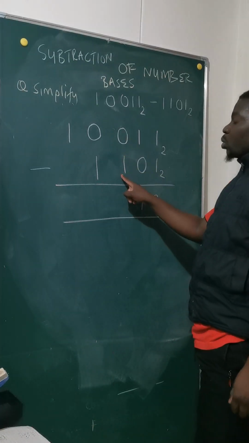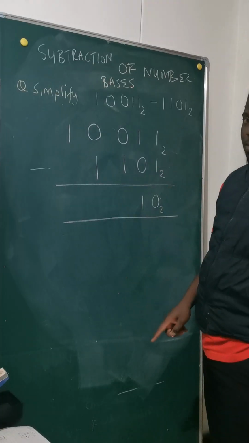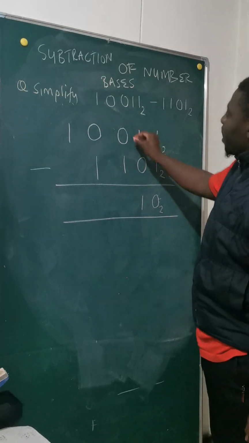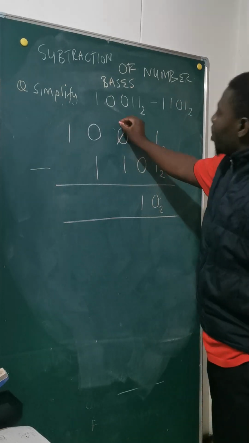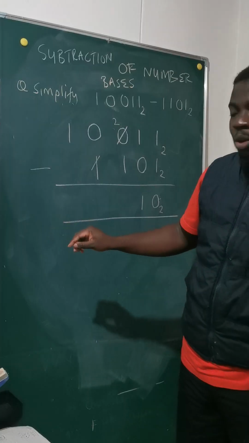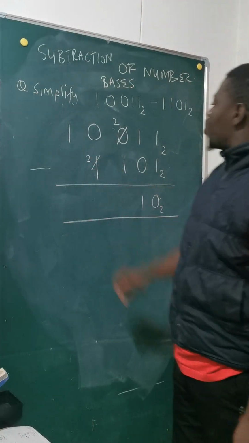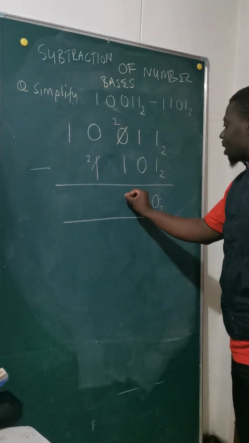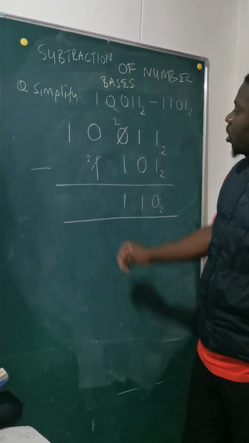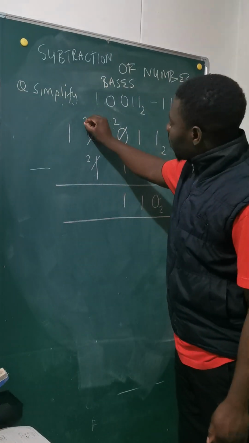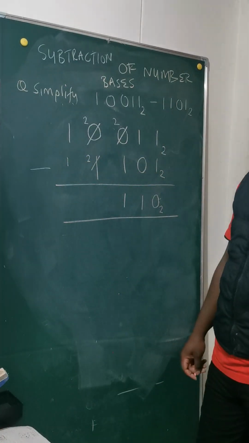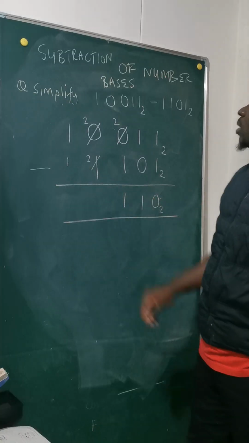Then 0 minus 1, it can't, right? So in here, because we are in base 2, we are adding 2 to 0, it becomes 2. But always, no matter the base, we bring down 1. So 1 plus 1 here, it becomes 2. Then you say 2 minus 1 is 1. Then 0 minus 2, it can't. So we borrow 2, it becomes 2, 2 plus 0, then you bring down 1, right? Always we bring down 1, right?